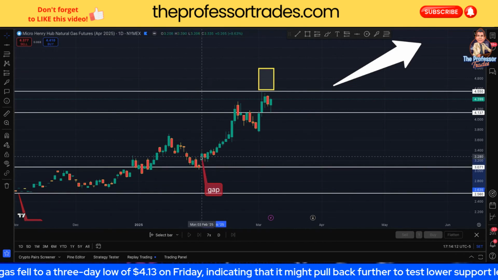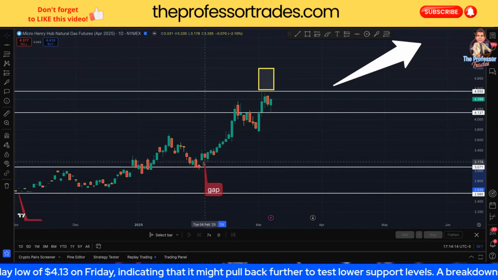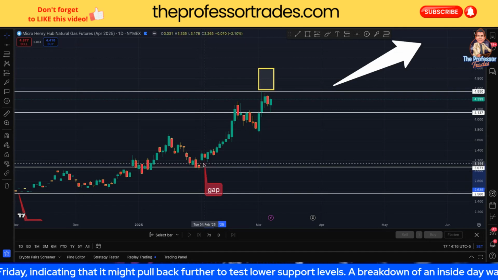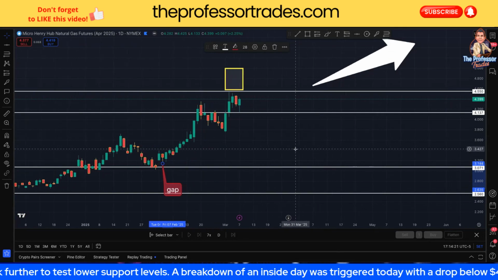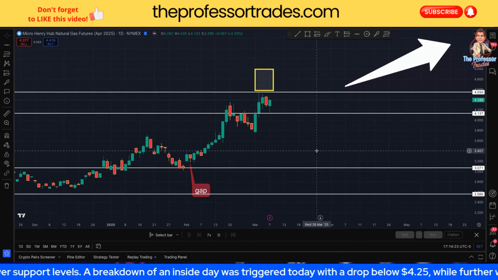So this gap right here has a better likelihood to close by the end of the April contract versus the one way, way down here. So let's work with what we have right here.